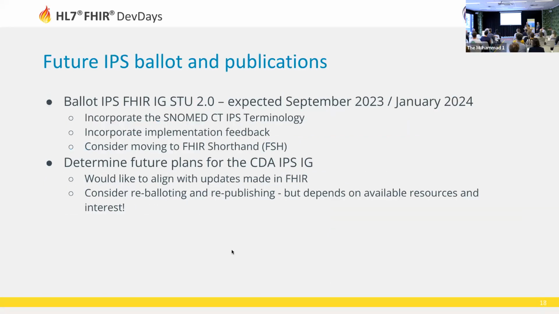All right. And I wanted to say a little bit about where we're going with IPS, particularly within HL7. We have some plans for further IPS ballot and publications. Right now, we're expecting to go back to HL7 ballot with an STU 2.0 version, possibly this September, but it may more likely be January 2024. That will allow us to do the full incorporation of the SNOMED IPS terminology and incorporate more of our implementation feedback. We may also look at FHIR Shorthand for use. We're not using that right now.